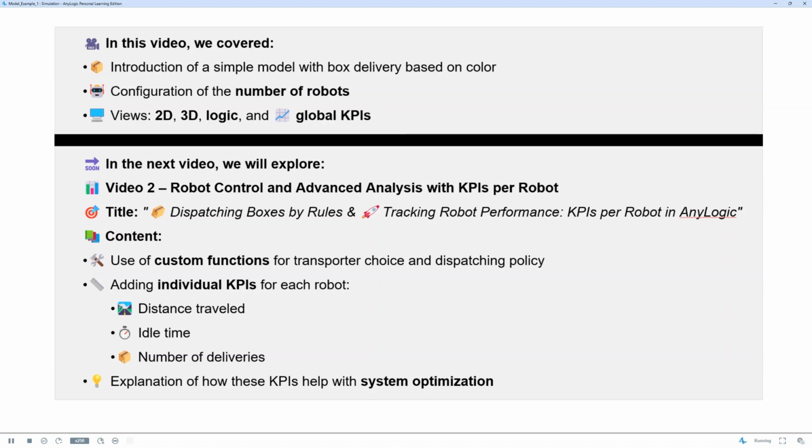In the next video, we will explore Video 2: Robot Control and Advanced Analysis with KPIs per robot. Dispatching boxes by rules and tracking robot performance, KPIs per robot in AnyLogic. Content: use of custom functions for transporter choice and dispatching policy, adding individual KPIs for each robot, distance traveled, idle time, number of deliveries, and an explanation of how these KPIs help with system optimization.